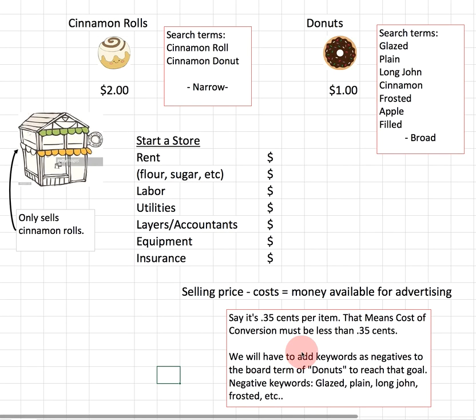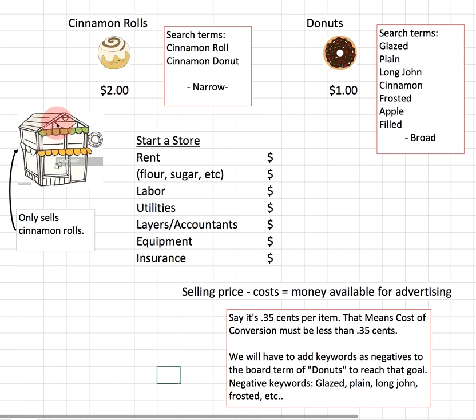Okay, so you've seen how to add search terms in order to get ads to fire. So what's this about negative search terms? When and why are they important? To illustrate that, let me take this example of a store that only sells cinnamon rolls.